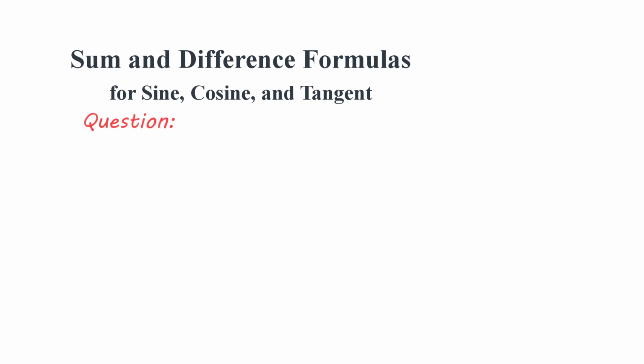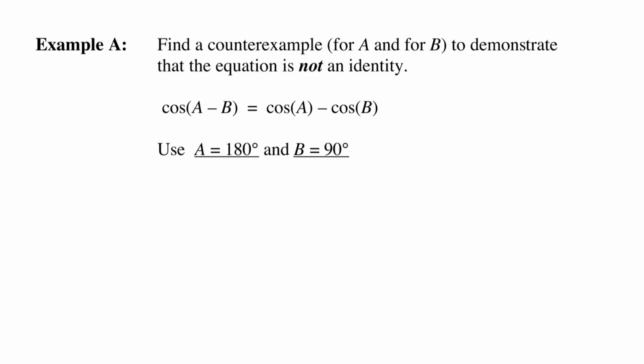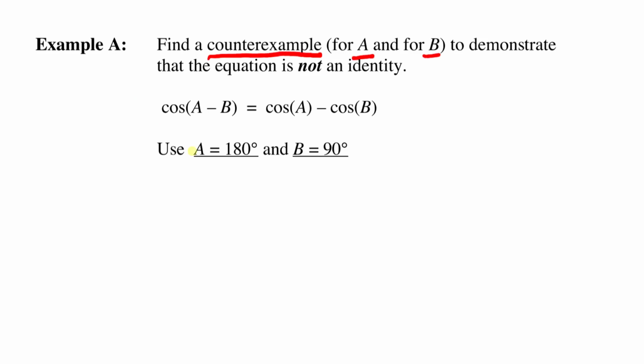We want to first ask this question. Does cosine of A minus B equal cosine of A minus cosine of B? In other words, can we just distribute cosine to A and to B? Well, to answer this question, we're going to find a counterexample for A and B to demonstrate that it's actually not an identity.